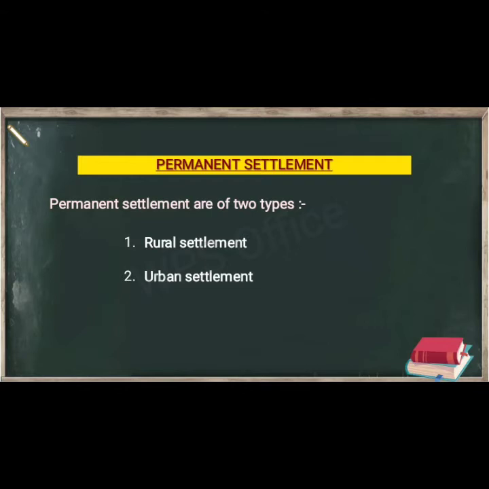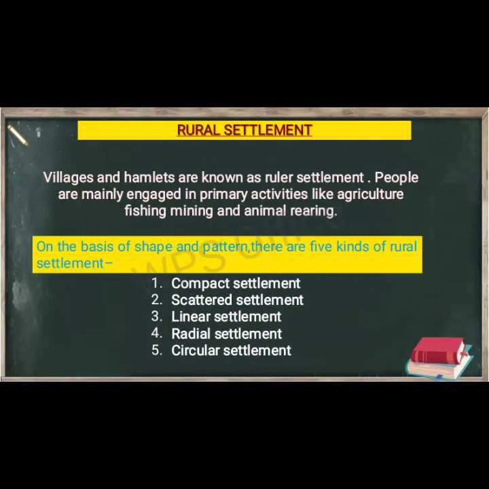Now we will see these two types of settlement in detail with their diagrams. First we will see rural settlement. Villages and hamlets are known as rural settlements. People are mainly engaged in primary activities like agriculture, fishing, mining and animal rearing. On the basis of different shapes and patterns, rural settlements are classified into 5 types.